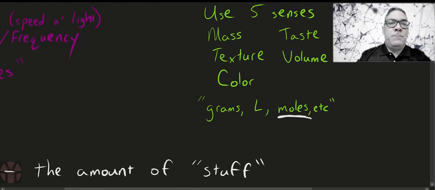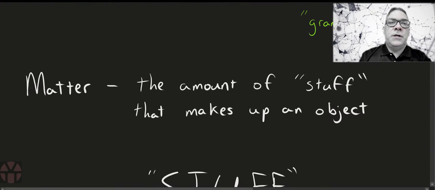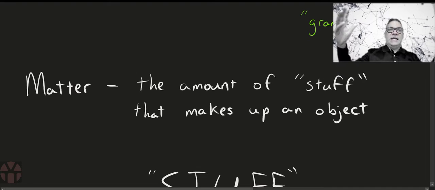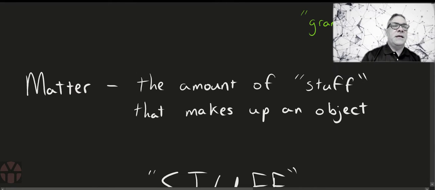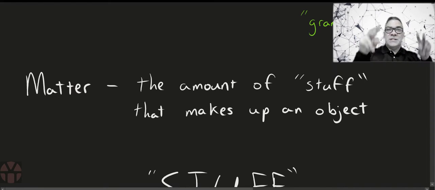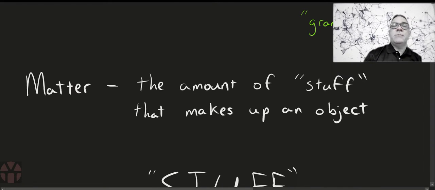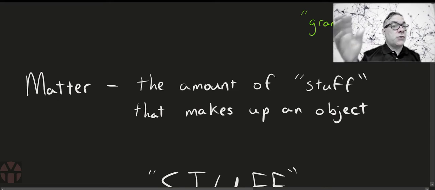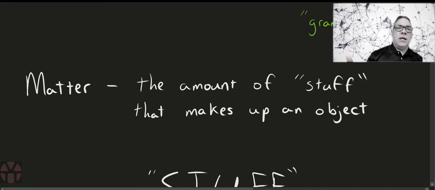Now, the big question then is, what on earth is matter? So here's the real sciencey, heavy definition. Matter, at the end of the day, is the amount of stuff, and let me say stuff in air quotes, the amount of stuff that makes up an object. Now, how we describe that stuff, well, welcome to chemistry. We're going to spend some time talking about that.